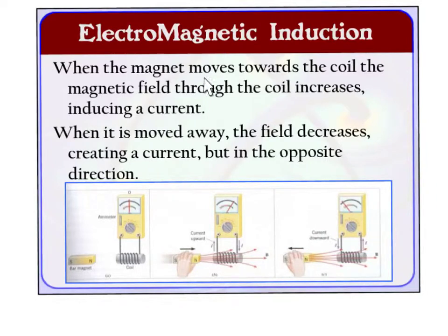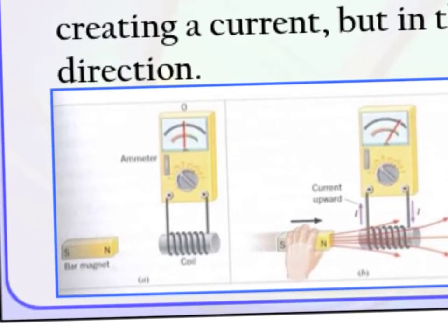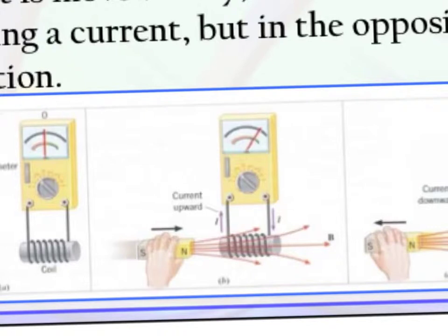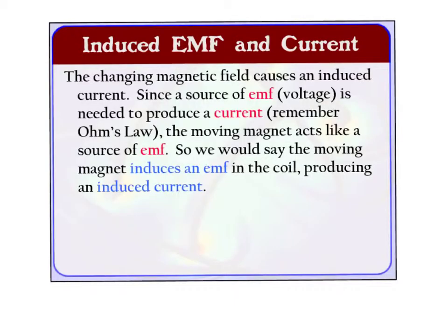When the magnet moves towards the coil, the magnetic field through the coil will increase, inducing the current. If it's moved away, the field will decrease, creating a current, but in the opposite direction. So in this example, with a bar magnet and ammeter, there's no current. As I move the magnet towards the coils, you'll induce a positive current. As I move away from the coils, you're going to get a negative current. The changing magnetic field causes an induced current.